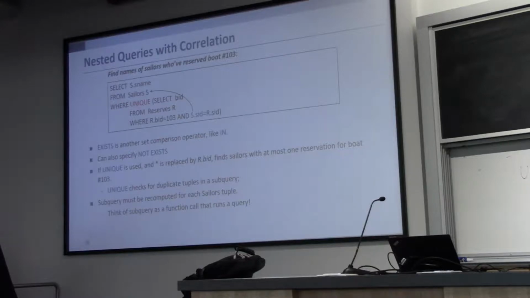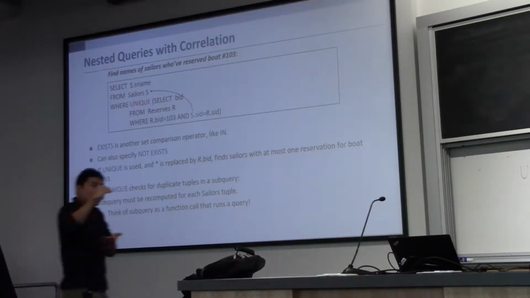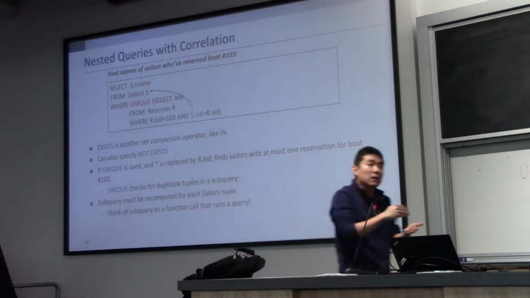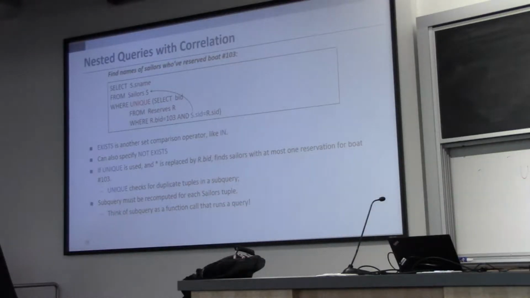So how many 103s do you get in the output? You get output depending on how many times the current sailor has reserved that boat 103. If the current sailor reserves 103 three times, I will have three 103 IDs. If the current sailor reserves 103 four times, I will have four 103 values. If the current sailor never reserves 103, the inner block will simply be an empty block. So far so good?